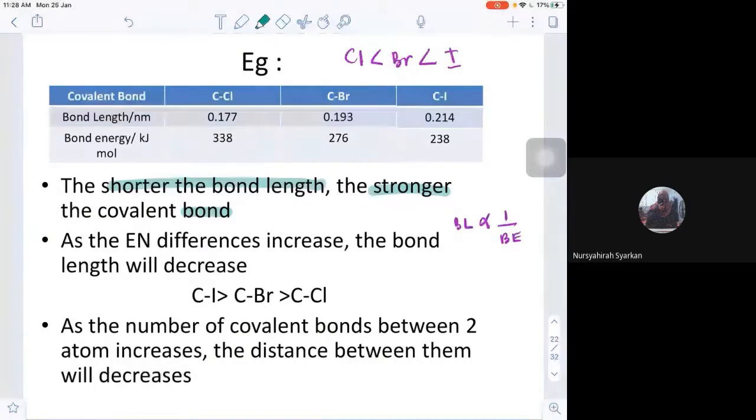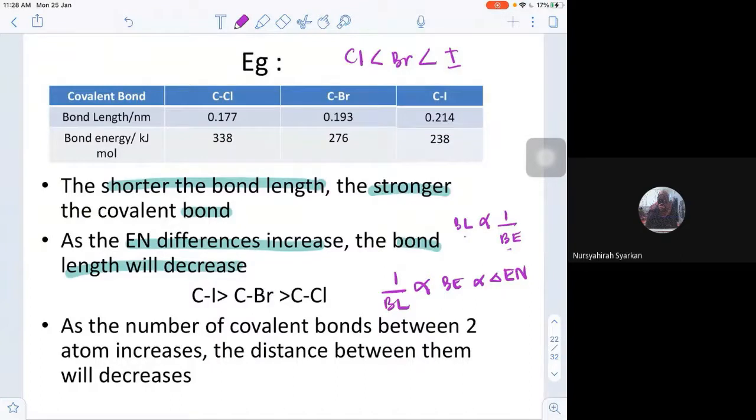And then we also can look at it in terms of the electronegativity differences. When delta EN increases, bond length will decrease. When bond length decreases, bond strength will increase. Because when we discussed bond energy just now, bond energy is directly proportional to delta EN, the electronegativity difference. And bond energy is inversely proportional to bond length, so we can add another one, 1 over BL.